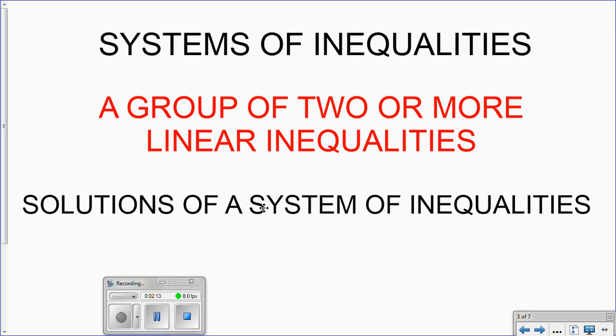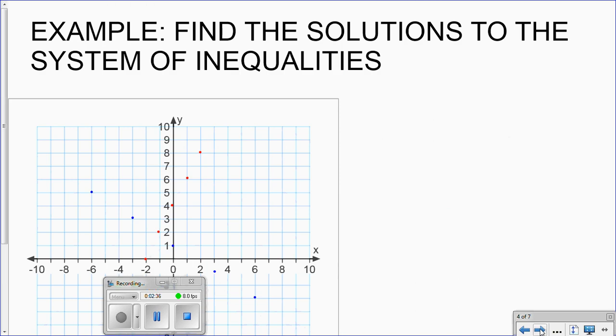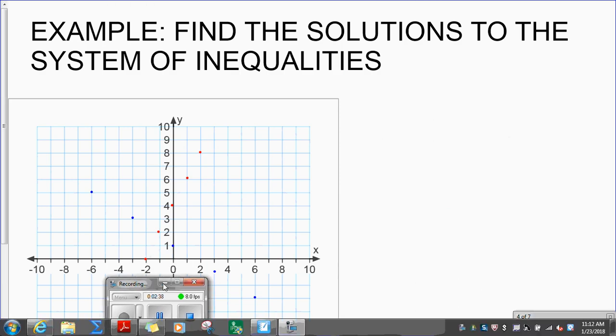Okay? So a solution to a system of inequalities is going to be the ordered pairs that are in all the shaded regions of the inequality. So the double shaded or the triple shaded will be where you find the solution. So that's where you're going to find solutions that work for both inequalities. And to be a solution to a system, it needs to work for all of them. Okay? So let's try one example. I do one example, and then you guys are doing 2 try on your own.